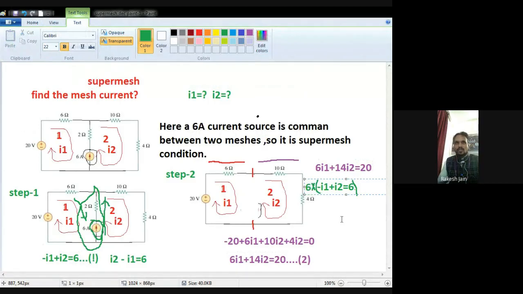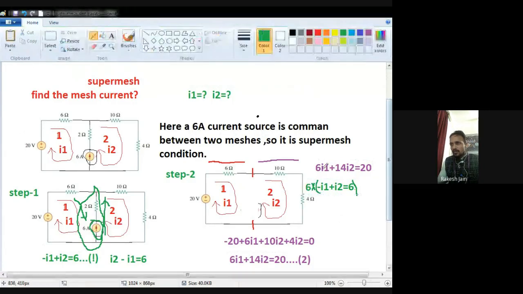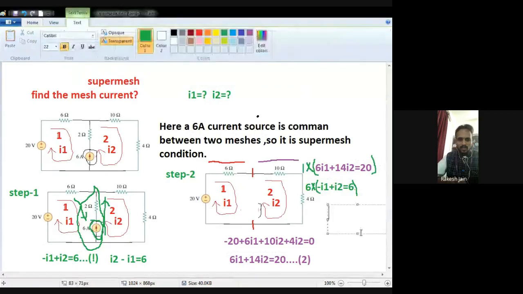Okay, due to some disturbance, kindly once again hear me out. The second step is remove that branch which makes it super mesh. So that branch is the 6 ampere branch. So remove that branch completely. So 6 ampere and also 2 ohm resistance in that branch are completely removed.